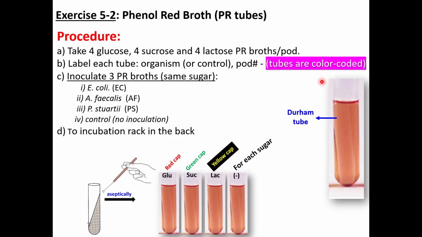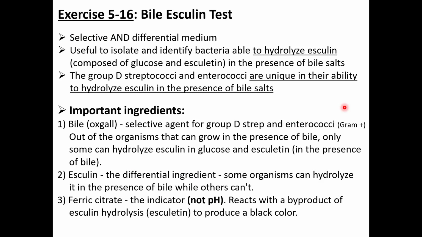There's no way we can notice if there was fermentation except for the smell, but that's not enough. So we would actually have to have a visual indication of that gas formation. Then it would move to the next lab, which is called bile esculin test.